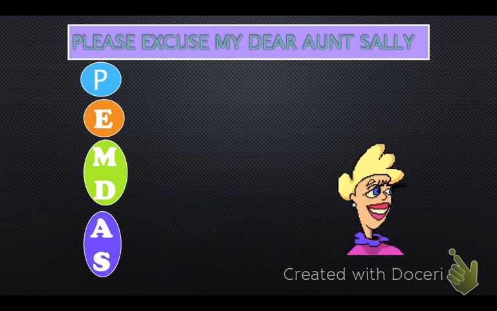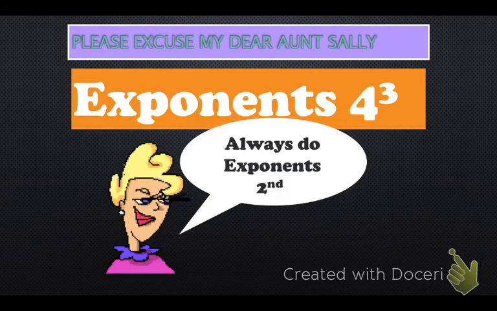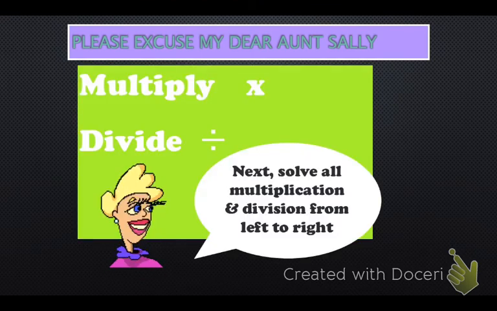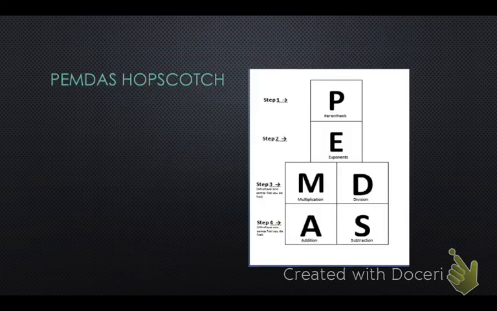Now, let's go ahead and get started. We're going to show you some here. So, remember, you always do parentheses first, then you do exponents, then you're going to do multiply and then divide, but remember, from left to right, that's why we had the arrow, and finally you're going to do adding and subtracting from left to right. We kind of call this the PEMDAS hopscotch. So step 1 is to do parentheses, step 2 is to do exponents.